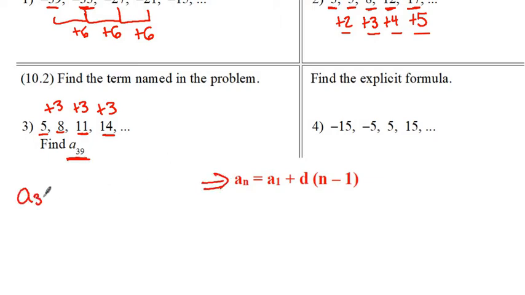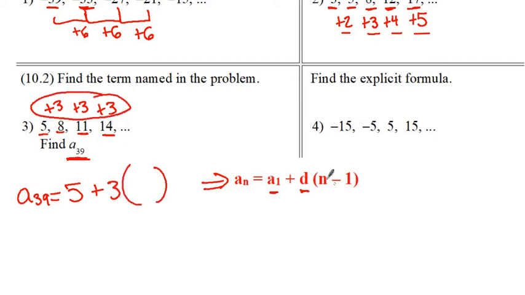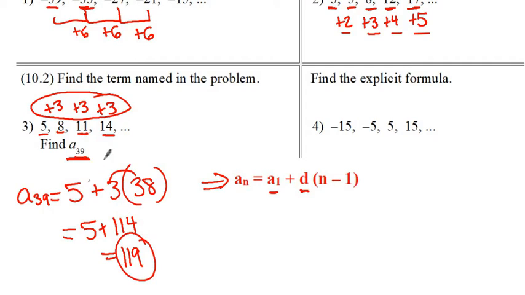We're finding a sub 39, and that's equal to the first term, which in this case is 5, plus the common difference, which we found out is 3. And then we're going to multiply by n minus 1. Since we're finding the 39th term, we have to increase by 3, 38 times. And this is going to be 5 plus 3 times 38, which is 114, I believe. And when we add those together, we get 119. That's the 39th term.